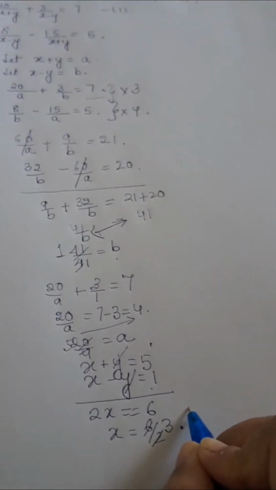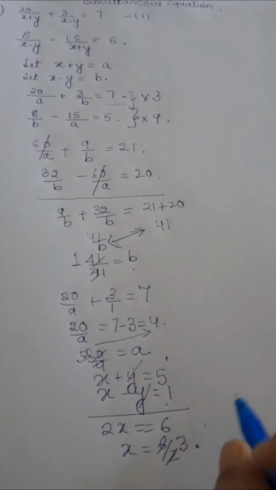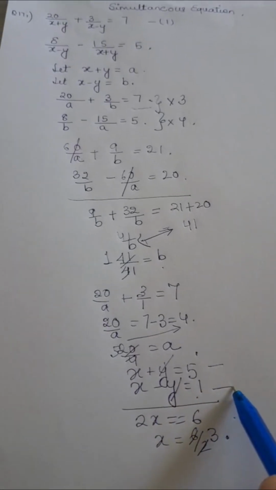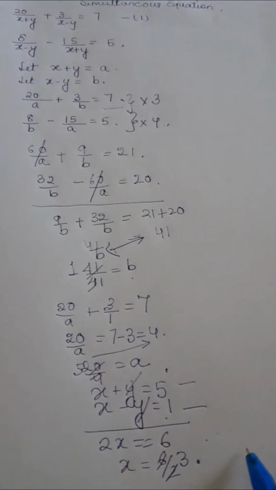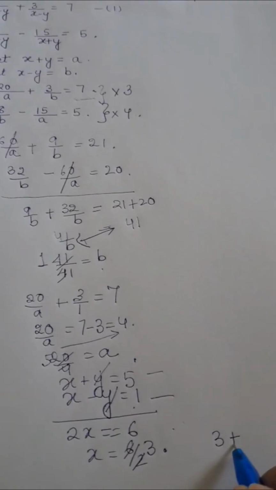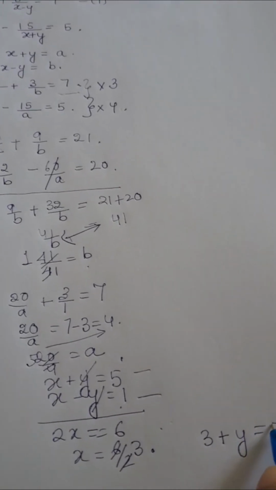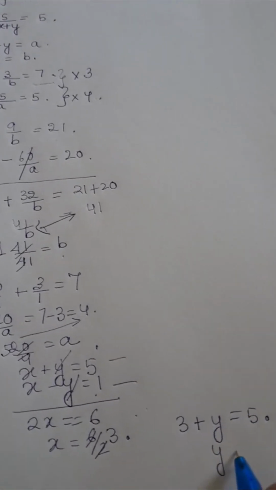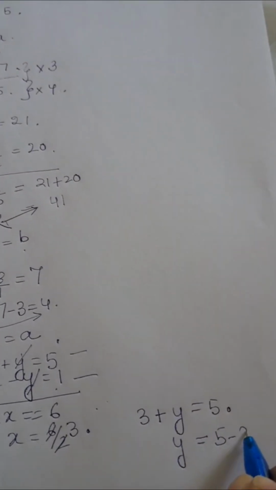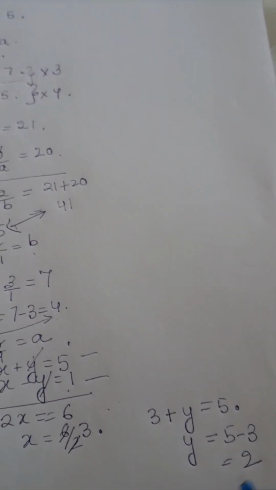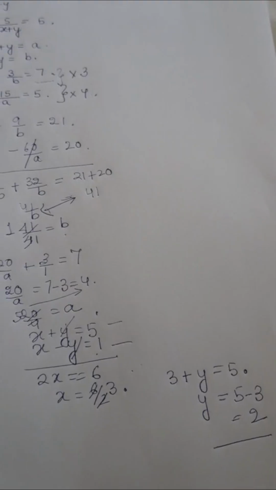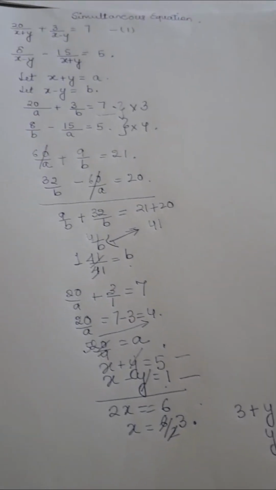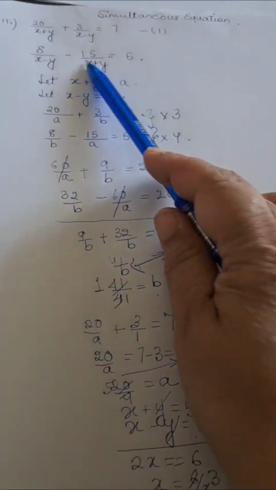And what about y? We'll put the value of x in either of these two equations. So x is 3, 3 plus y is equal to 5. So y is equal to 5 minus 3, that is 2. This is how we solve a simultaneous equation in which the variables are in this form.